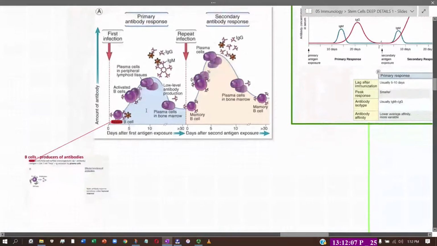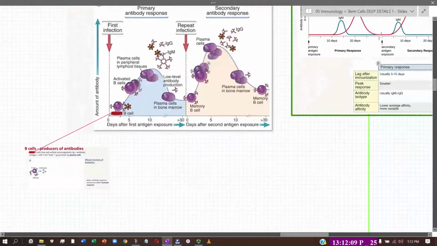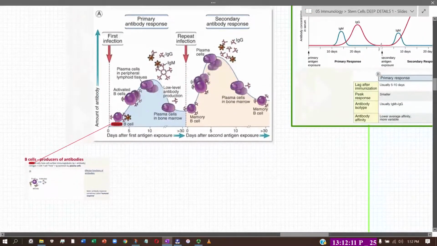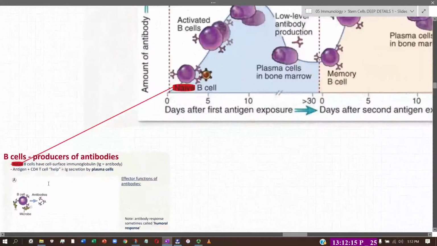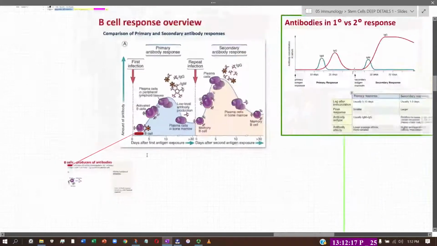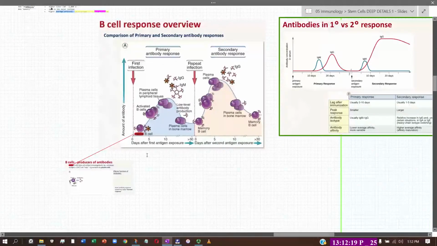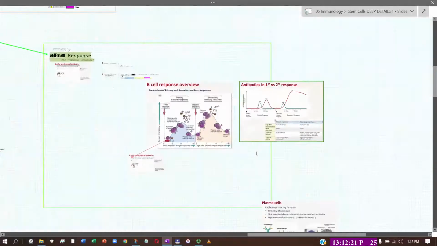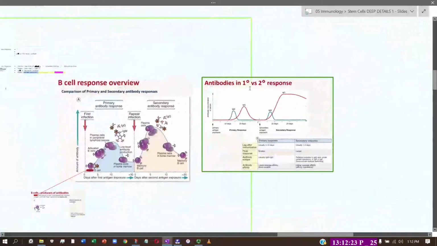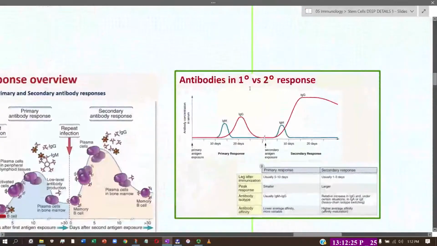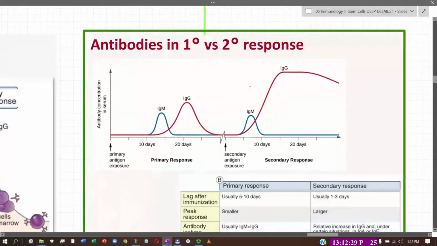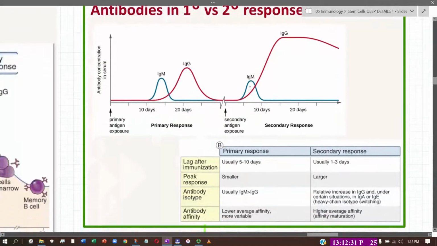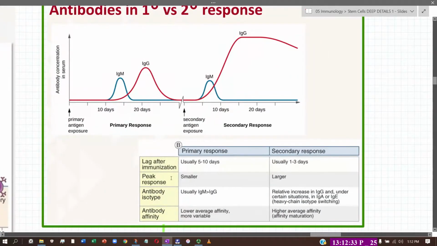So some things to point out: the naive cells are important because they are, I guess, the starting point, and they're definitely unique or just important for some reason. So also here's this different way of looking at the primary versus secondary responses. There's this thing about the peak.